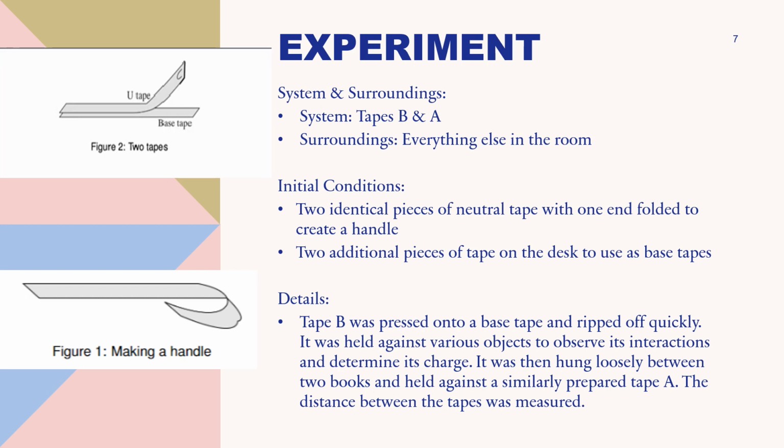Tape B was pressed onto a base tape and ripped off quickly. It was then held up against various objects to observe its interactions and determine its charge. It was then hung loosely between two books and held against a similarly prepared tape A. The distance between the two tapes, once they started floating, was measured.